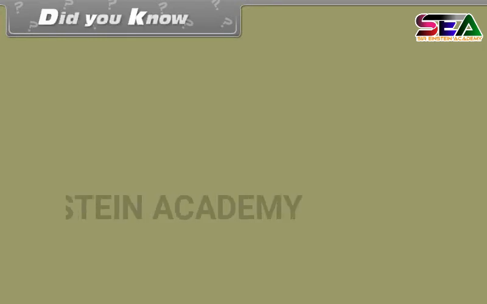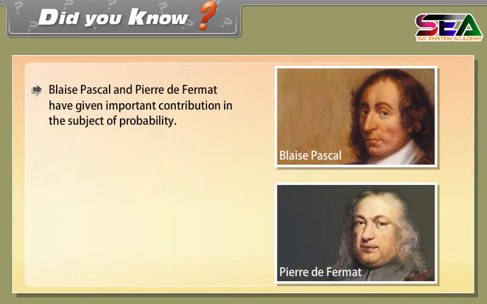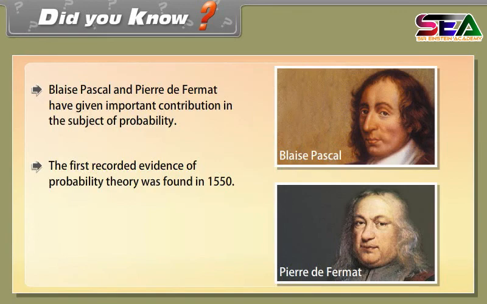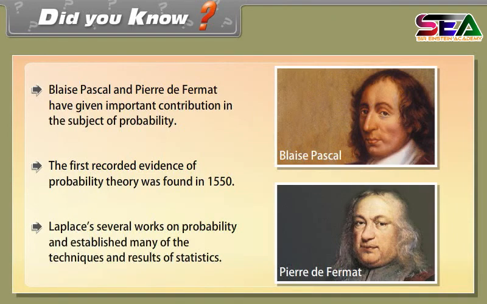Did you know? Blaise Pascal and Pierre de Fermat have given important contributions in the subject of probability. The first recorded evidence of probability theory was found in 1550. Laplace's several works on probability established many of the techniques and results of statistics.